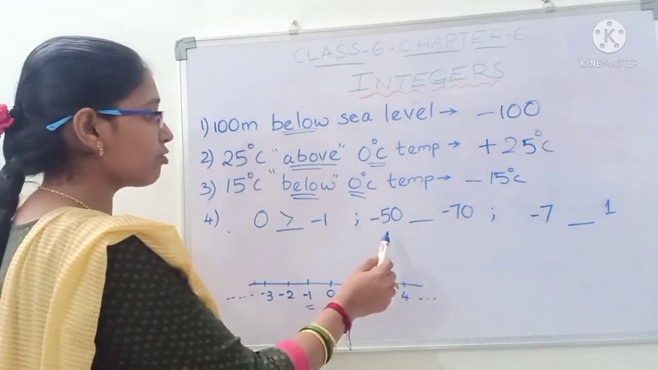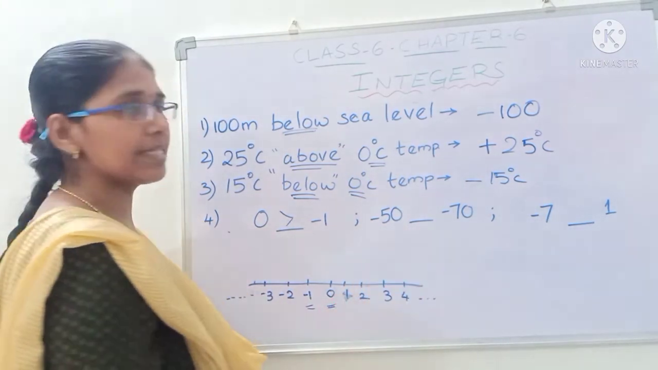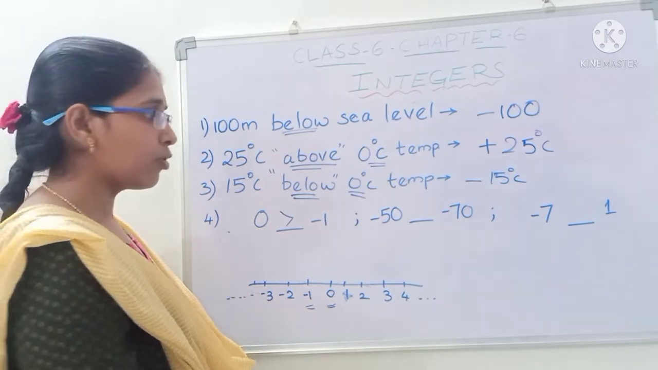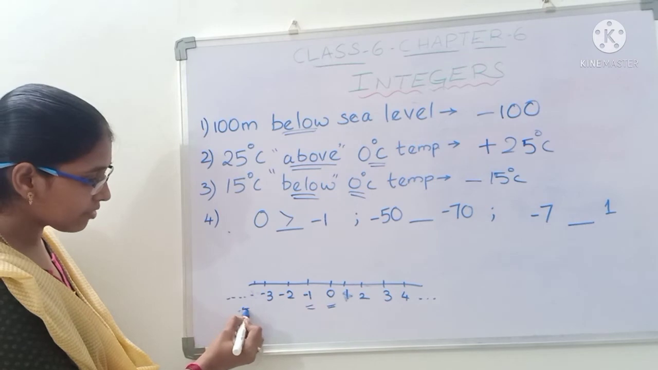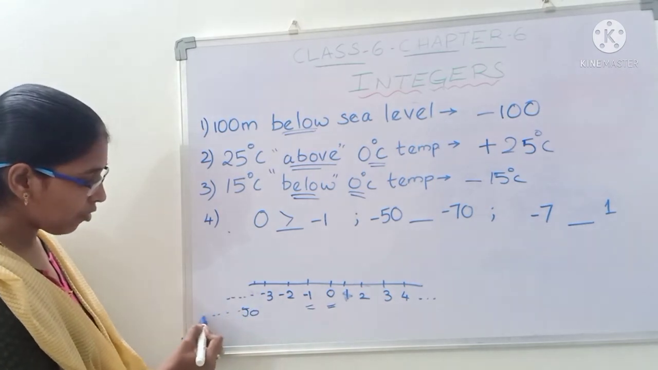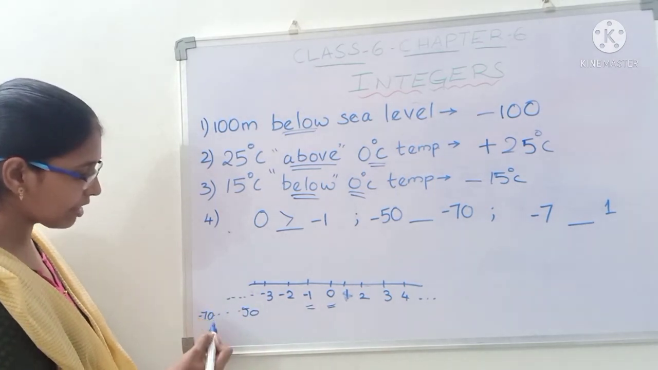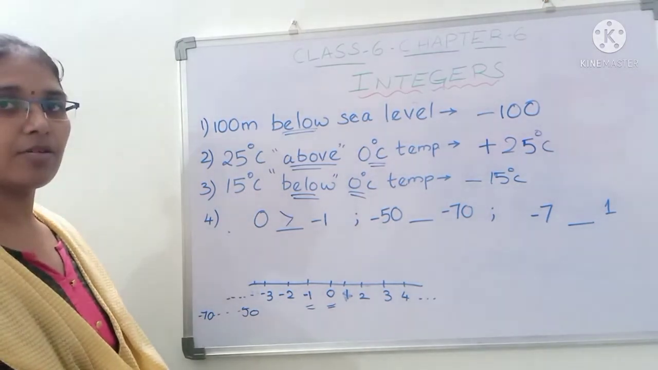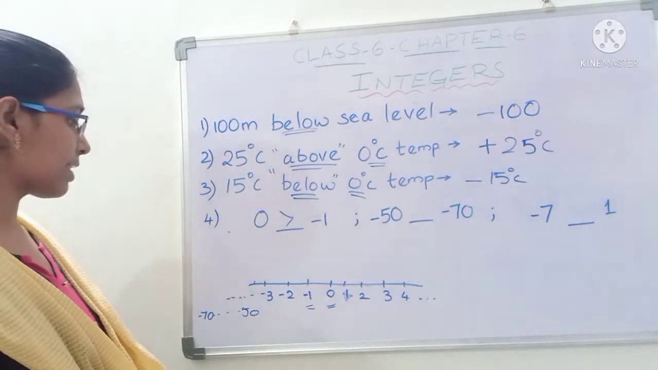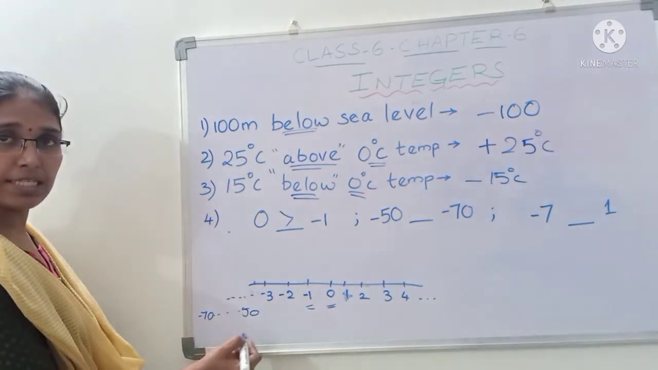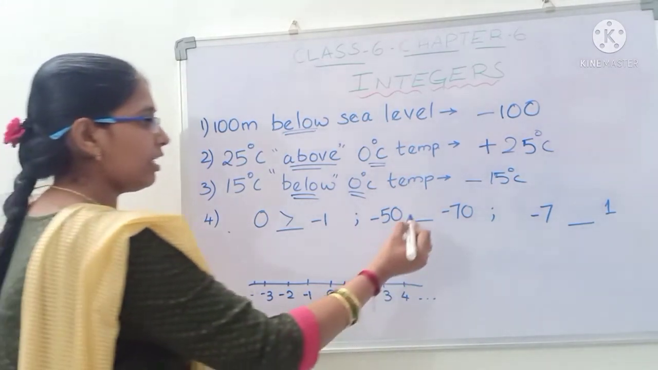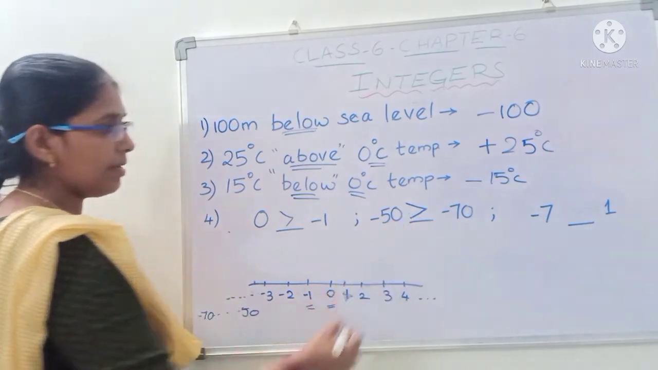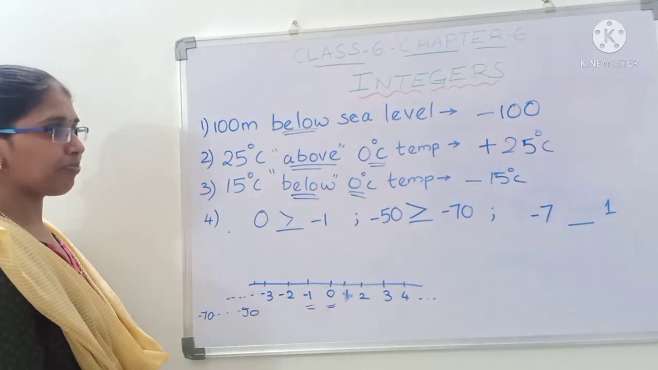And see the next question. Minus 50, minus 70. So where will the numbers be on the number line? First here minus 50 will come. Then afterwards minus 70 will come. Tell me the answer now. Yes, correct. Minus 50 is right side of minus 70. So minus 50 will be greater than minus 70.